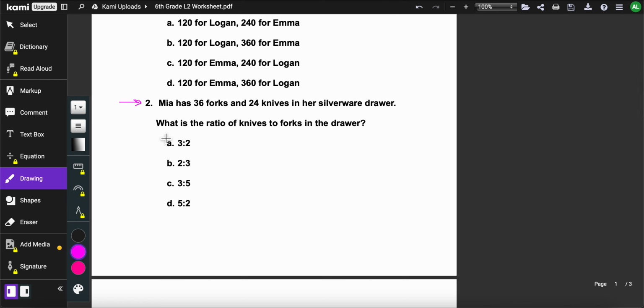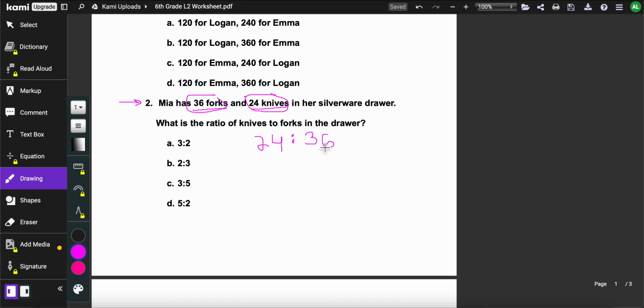Mia has 36 forks and 24 knives in her silverware drawer. What is the ratio of knives to forks in the drawer? So here it's stating that there's 36 forks and 24 knives. And the question is asking, what is the ratio of knives to forks? Not forks to knives, not the other way around. It's knives to forks. So we're going to write 24 to 36 instead of 36 to 24 because the question wants it. Knives to forks.